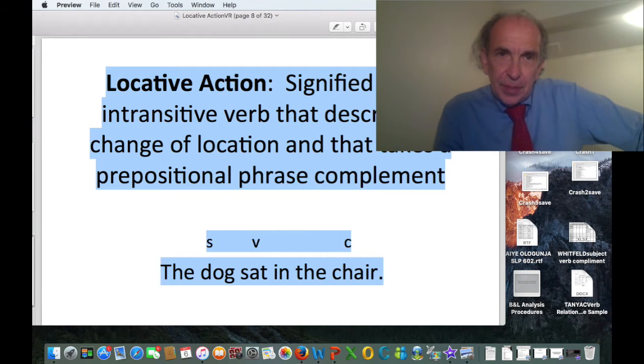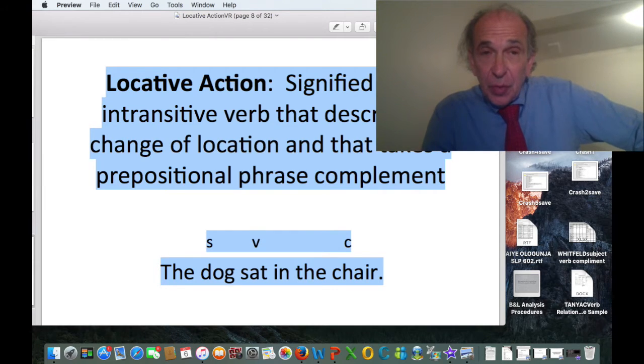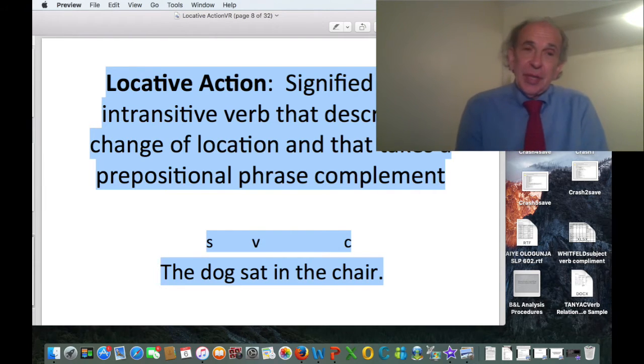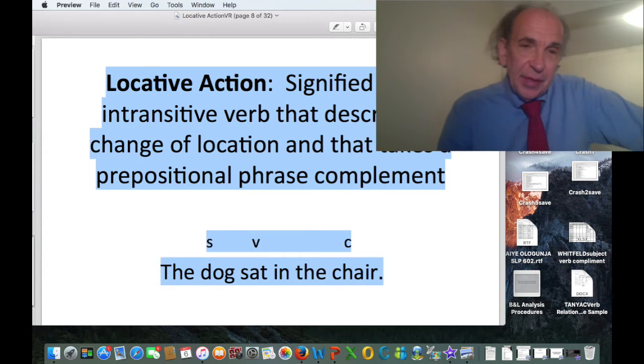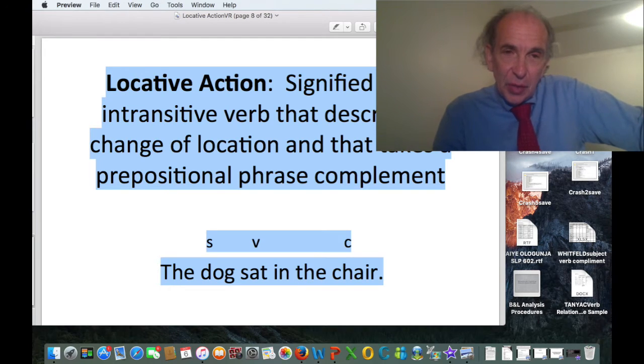Locative action, signified by an intransitive verb, that is a verb that requires a prepositional phrase complement, and it's a change of location. It's the first way that kids learn about location, by the way, as things move. In any event, SVC, an example is the sentence, the dog sat in the chair, where SVC is dog sat chair, and locative action is never a non-verb relation. It's always the verb relation.